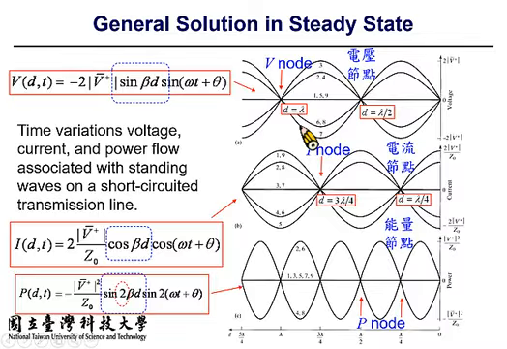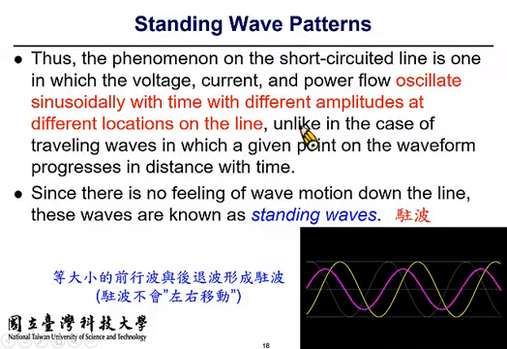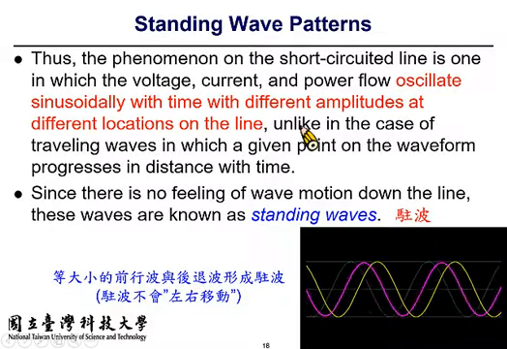because voltage nodes will contribute as power nodes, as well as current nodes, which also contribute as power nodes. So you see the distance between successive power nodes will be quarter wavelengths, lambda over 4. Right, so that's the voltage, current, and power variation on the short-terminated transmission line.